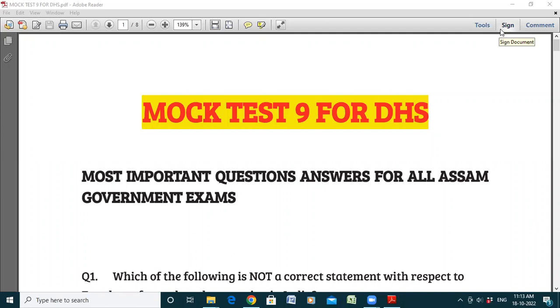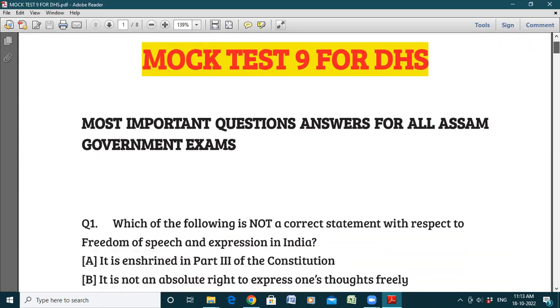This is the mock test number 9 for DHS. As I have already said, this question should be important for all Assam government examinations, including APSC. So, let us start.